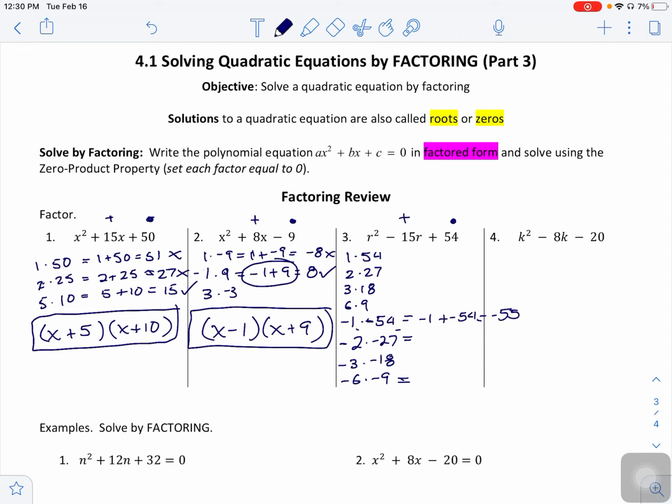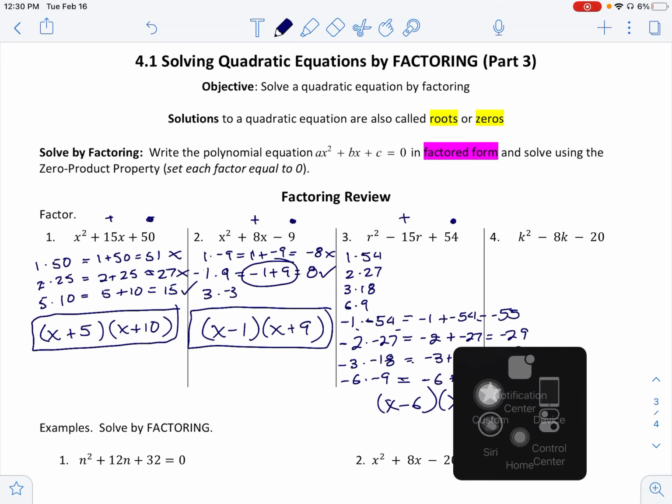Negative 2 plus negative 27 is a negative 29. Negative 3 plus negative 18 is a negative 21. And the last one is negative 6 plus negative 9, which is a negative 15. Now, once you get better at this, you will definitely do these quicker. And so the two factors are x minus 6 and x minus 9.